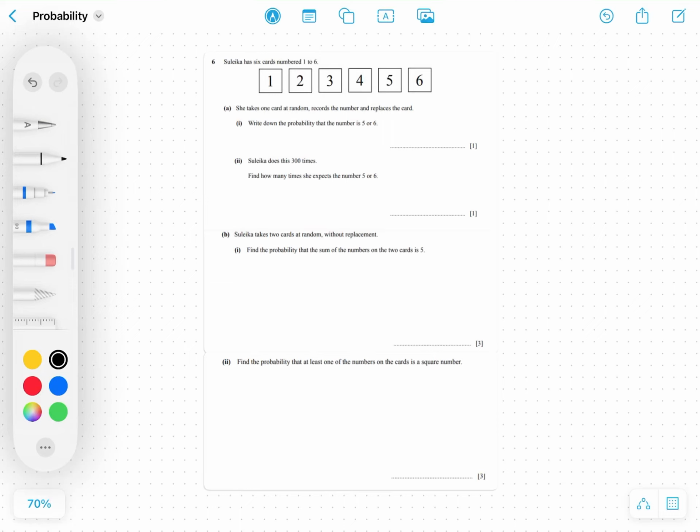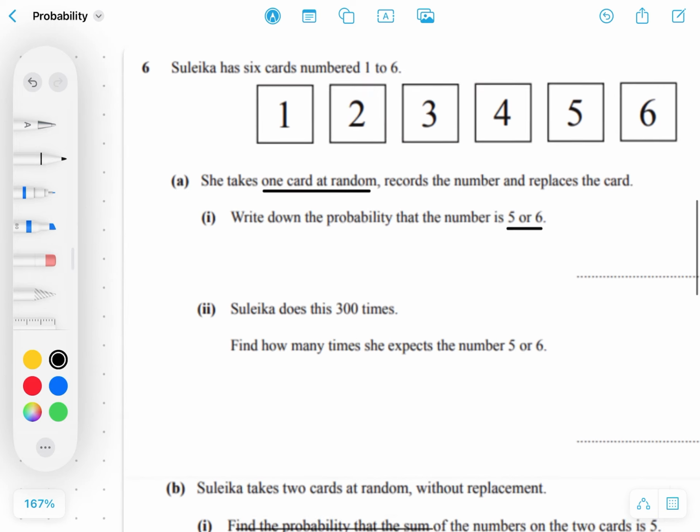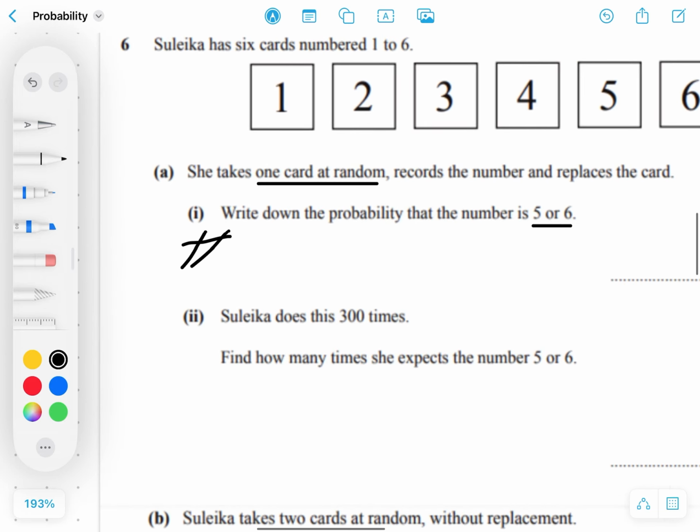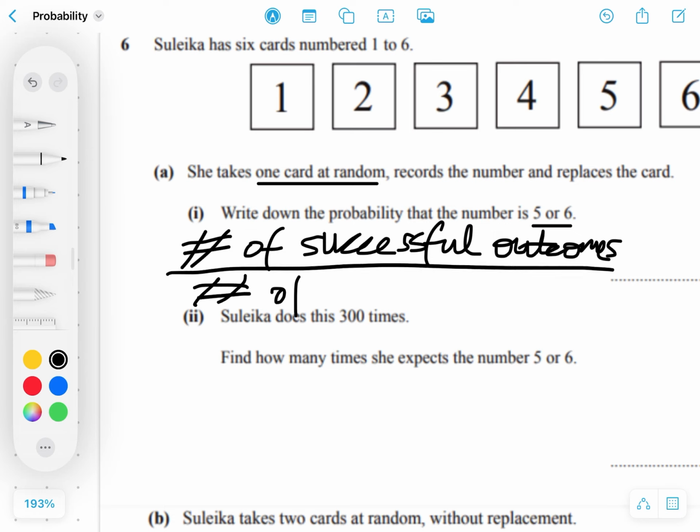Hello. So in this video, I'll be going through a more challenging probability question from paper 4. So we have 6 numbered cards here, and one card is chosen at random, and we're asked to find the probability that the number is either 5 or 6. So the general formula for probability of any event is the number of successful outcomes divided by the number of total outcomes.